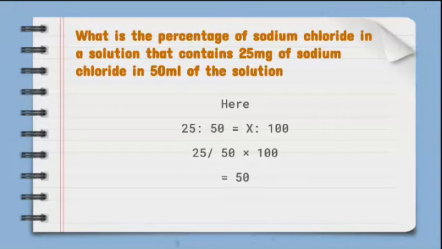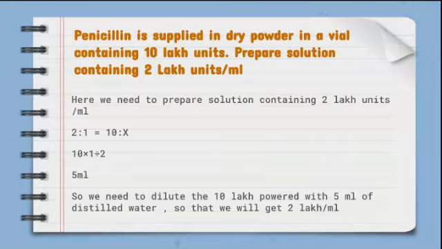Calculating percentage is a simple thing. What you have to do is multiply it by 100. Here we have 25 milligram of sodium in 50 ml of solution, so 25 divided by 50 into 100, that is 50% of sodium chloride is present in this solution. Got it? The next question: penicillin is supplied in dry powder in a vial containing 10 lakh units.